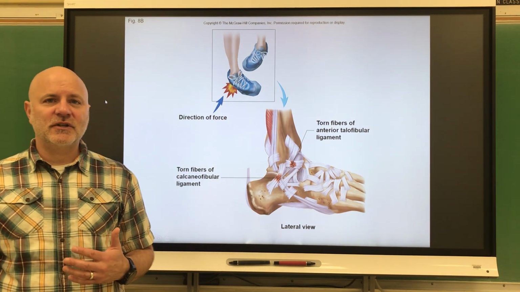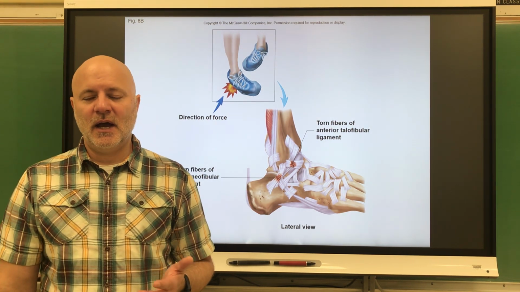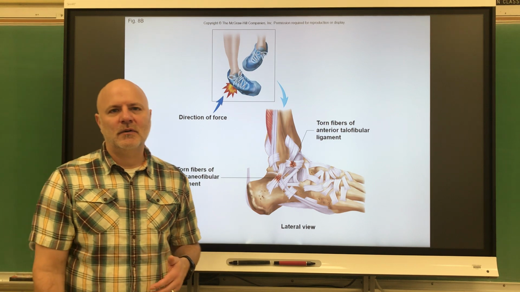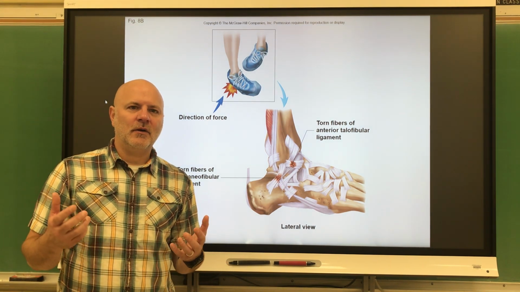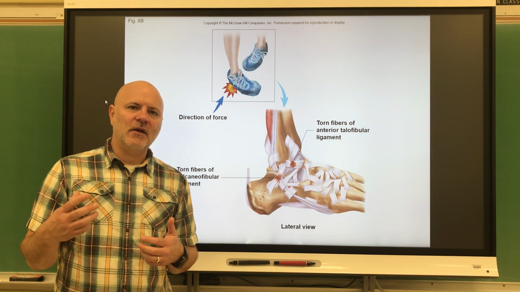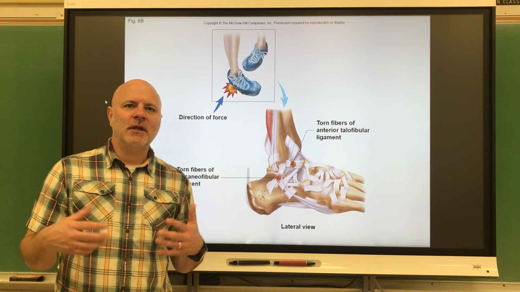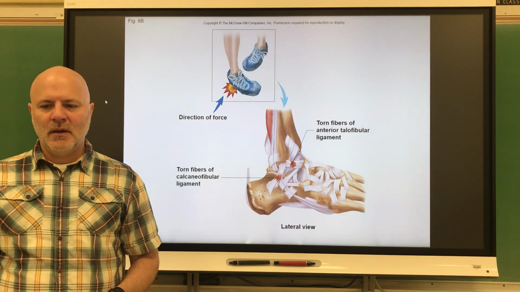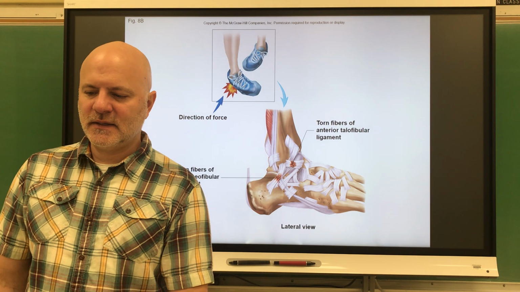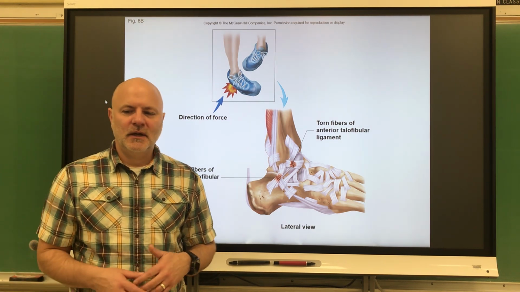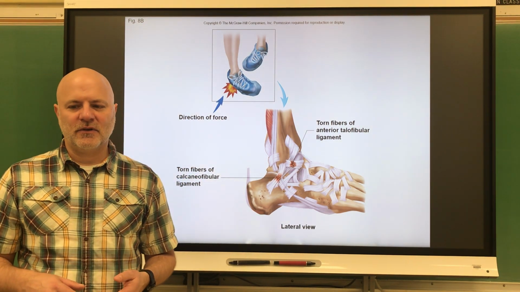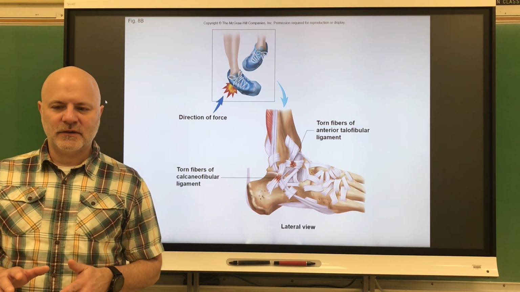Tendinitis is an inflammation of the tendon sheaths, and this is usually from overuse. So you can get tendinitis from doing a repetitive motion that you don't typically do. Lastly is arthritis, and this is an inflammation of the joints. There are over 100 different types of arthritis. We're going to look at 3 of those.